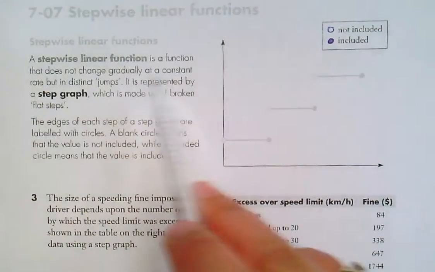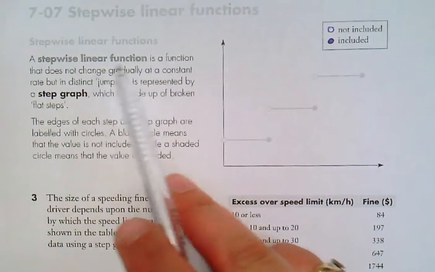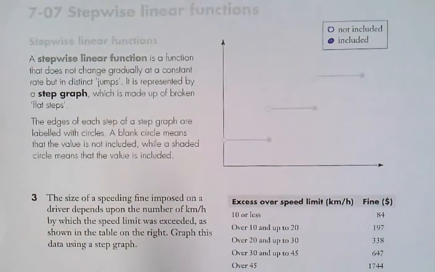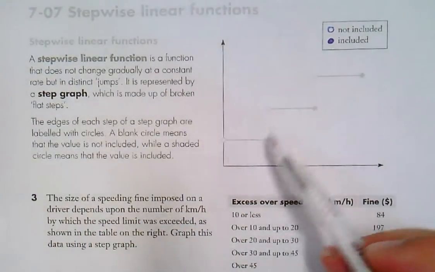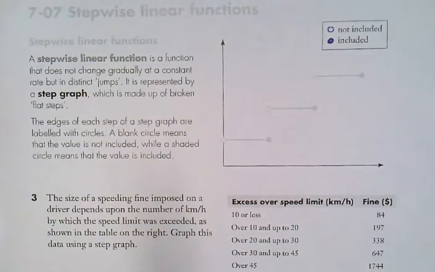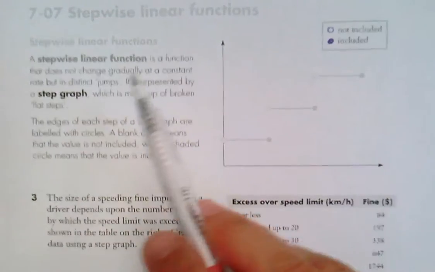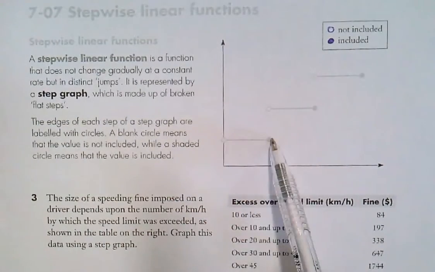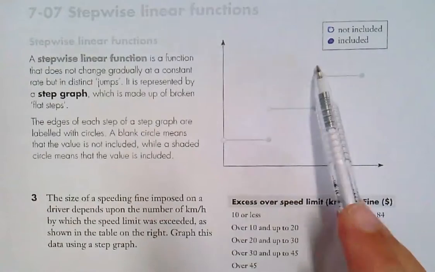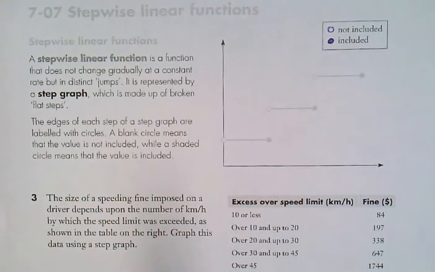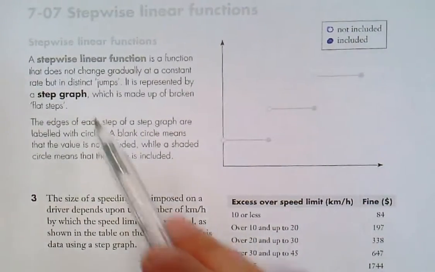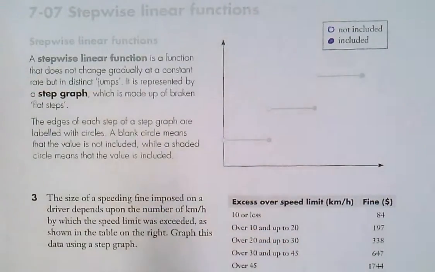Now, a stepwise linear function is a function that does not change gradually at a constant rate. What do they mean by that? A straight line is a function that changes gradually at a constant rate. Okay, this does not change at a constant rate, but it has distinct jumps. See, we're there, and then we jump up there, and we jump up there, etc. It is represented by a step graph, which is made up of broken flat steps.